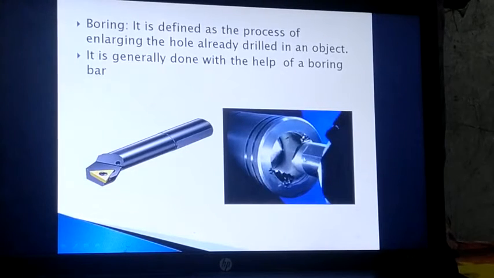This boring bar is held in a tool post like a drill, and the feed to this boring bar is given with the help of the tool post handle, whereas the work has a blind hole of some suitable diameter, and we have to increase this diameter with the help of this boring bar.